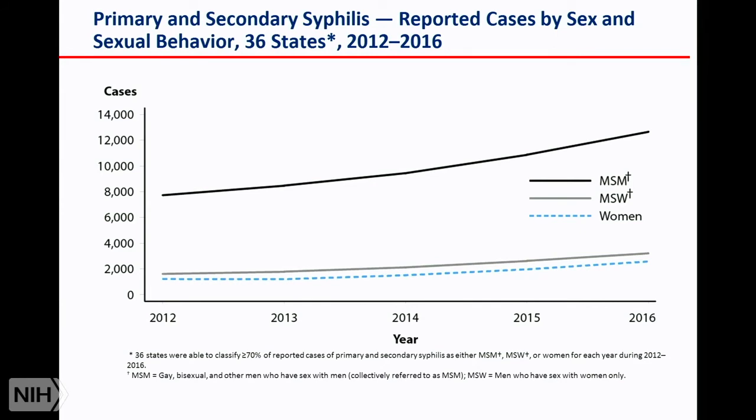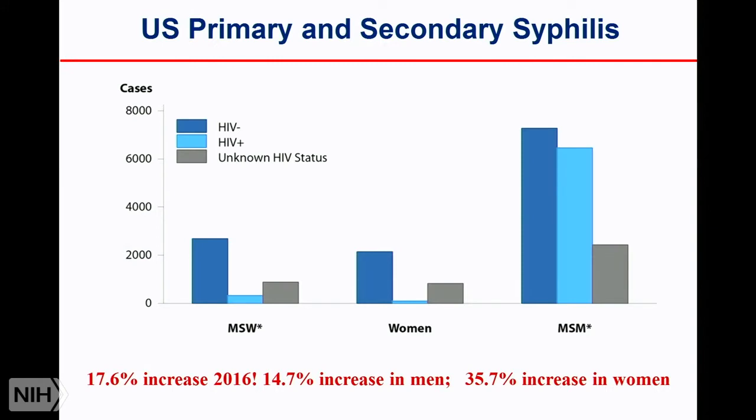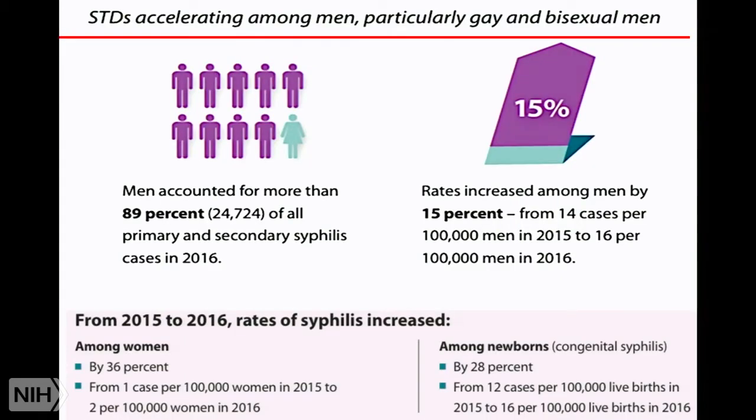Who's getting syphilis? Well, this picture looks just like I showed you for gonorrhea. It's again MSM, men who have sex with men, showing a big rise of infection. What's scary about this is when you look at the MSM and you look at their HIV status, you find almost as many HIV-positive people coming down with syphilis as the HIV-negative individuals. So these are HIV-positive people. They could be on antiretroviral drugs. They may be non-infectious for HIV, but certainly infectious for syphilis. So this is a major concern.